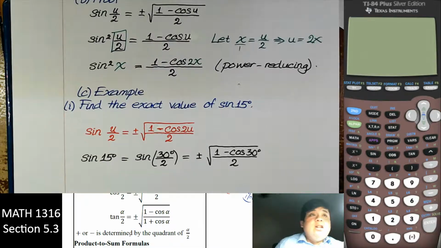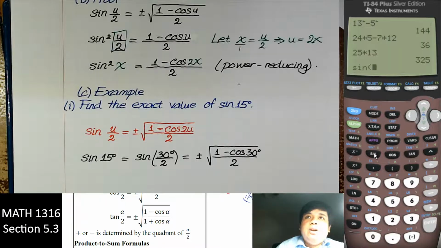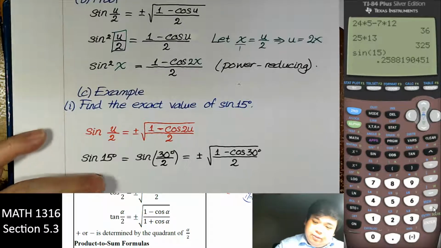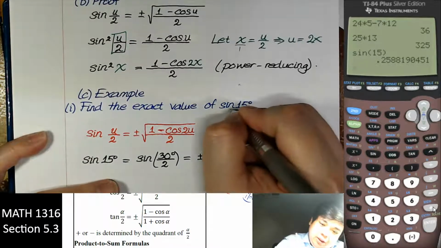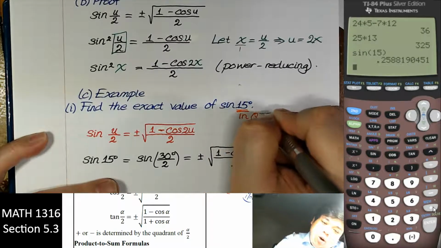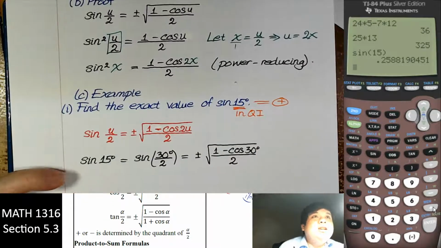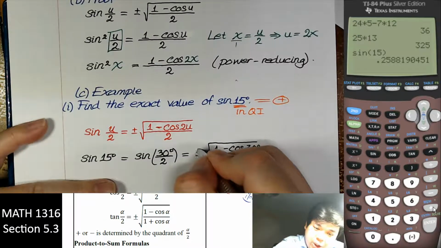Right. First, is this positive or negative? Well, this is easy. For sine, make sure this is in degree mode. Sine 15 degrees, everything in the first quadrant is positive. So this is 15 degrees in quadrant 1, therefore it's going to be positive. So we're going to use positive.